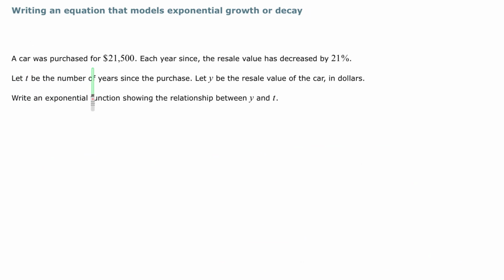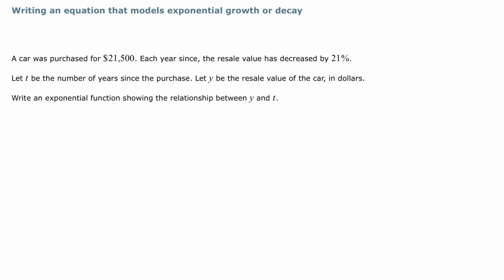A car was purchased for $21,500. Each year since, the resale value has decreased by 21%. Let T be the number of years since the purchase. Let Y be the resale value of the car in dollars. Write an exponential function showing the relationship between Y and T.